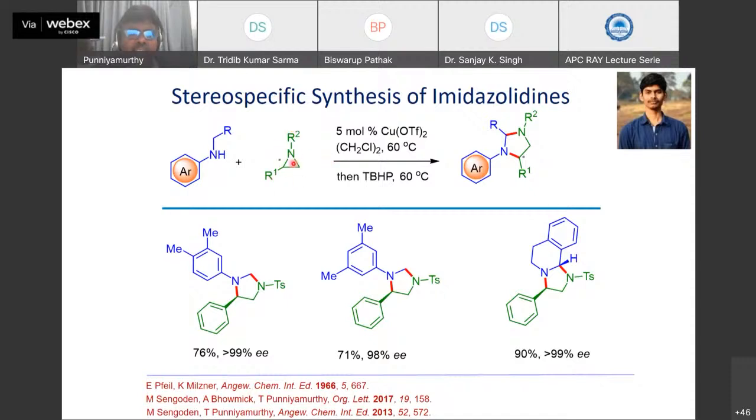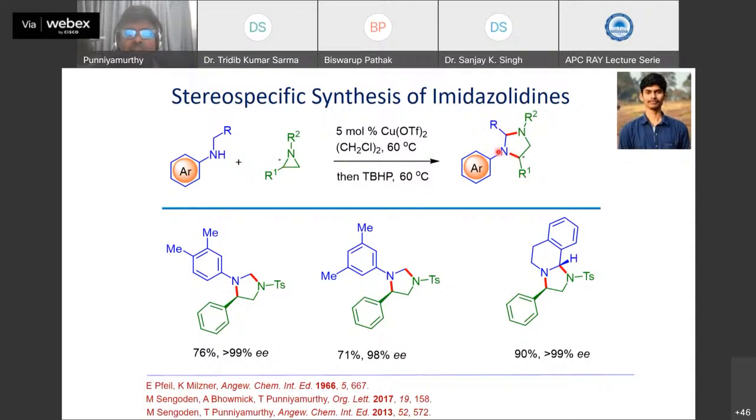But in the case of aziridine, the copper triflate works very well compared to cobalt. In the case of epoxide, cobalt works much better than copper triflate. That's the reason we screen all the catalysts. And here, this combination works very well. But you need tert-butyl hydroperoxide here also. The molecular oxygen is not sufficient to carry out the second step.